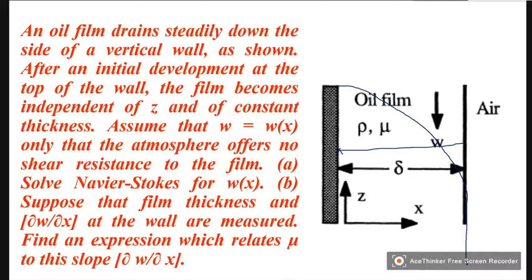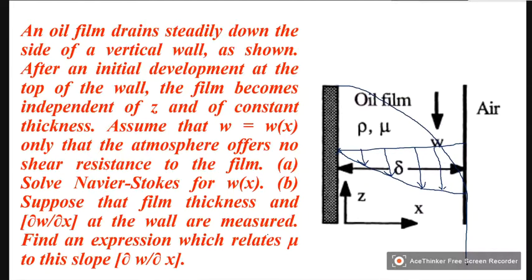It will be 0 and it will look something like this. We do not know whether it is a straight line or a curve. Unless we solve our equations, we cannot say. So, assume that W is equal to W of x only, that the atmosphere offers no shear resistance.